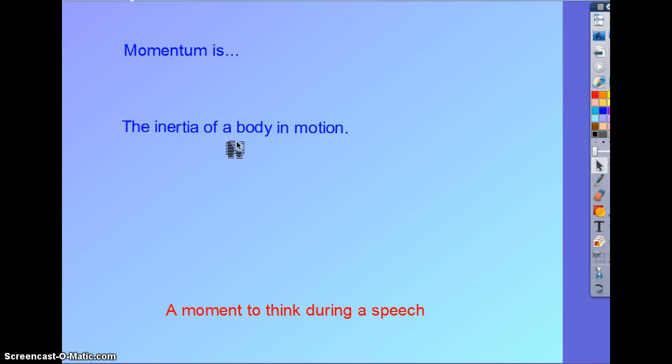What's inertia? If you think back to Newton's laws, the first law refers to the tendency of an object to maintain its state of motion. Meaning, if an object is moving, it's going to keep moving. If an object is stationary, it's going to continue being stationary. Well, momentum is inertia of a body that's moving. So there's inherently a movement part of the equation here.